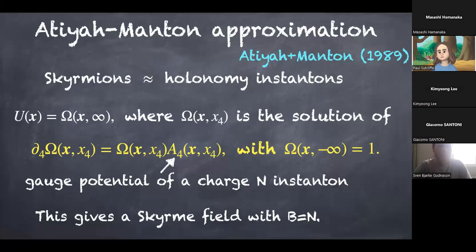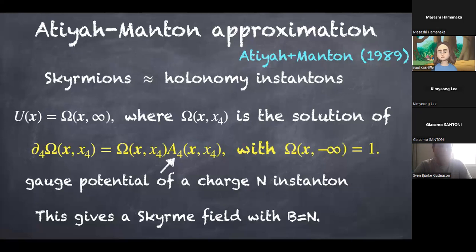So you've solved the differential equation along the X4 line. And this is a matrix differential equation. It's an ordinary differential equation because you're just solving along the X4 line, but it's a matrix ordinary differential equation. And that's why it's difficult to solve, and you can only do it in a spherically symmetric case. But what Atiyah-Manton showed is that this gives a Skyrme field with the baryon number being equal to the instanton number of whatever instanton you stuck in to create your differential equation.